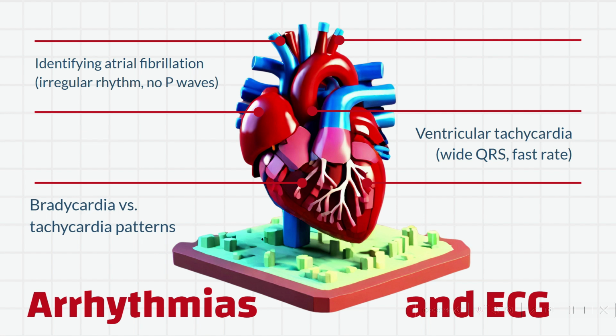The ECG also helps differentiate between bradycardia, defined as a heart rate below 60 beats per minute, and tachycardia, which exceeds 100 beats per minute. Bradycardia may represent long intervals between beats, while tachycardia displays rapid, often irregular intervals. Identifying these patterns is crucial for guiding treatment, whether it involves medication, pacemaker implantation, or emergency resuscitation.